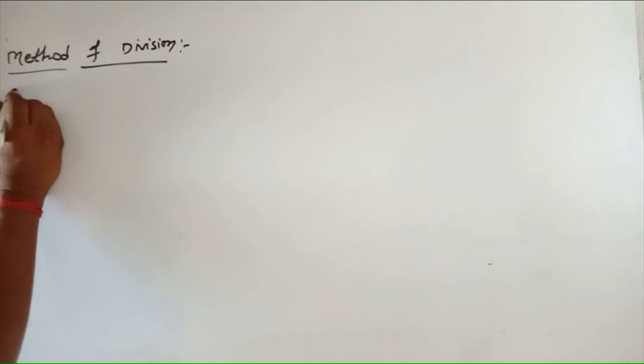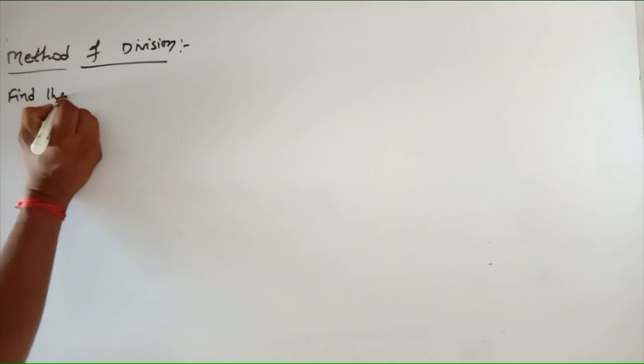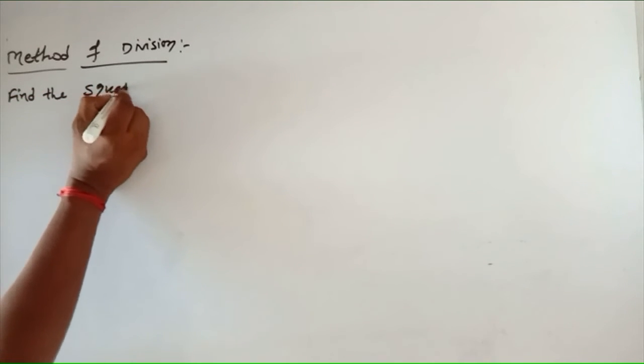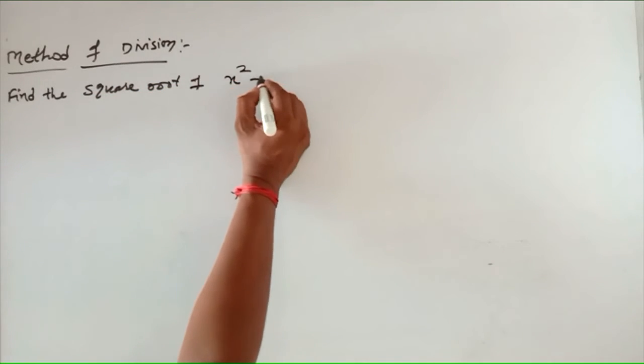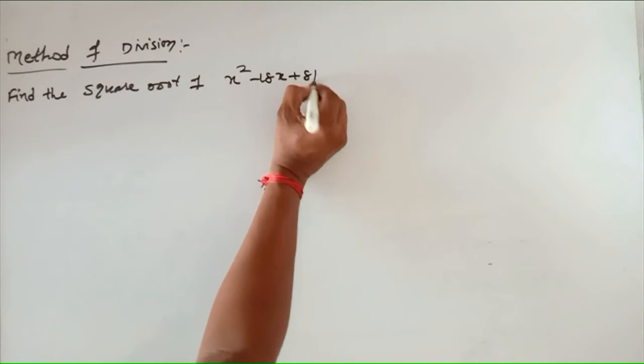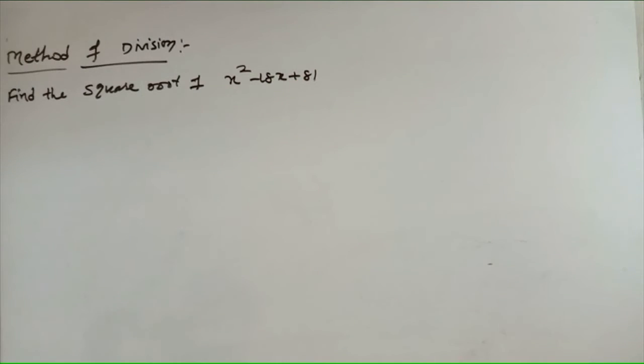Children, the third method is method of division. So in this method we will find the square root of the polynomial by using the long division method. I am going to take one example, then we will see how we do it. The first question is, find the square root of x square minus 18x plus 81. This method is important, children, be careful. So step by step I am going to solve.